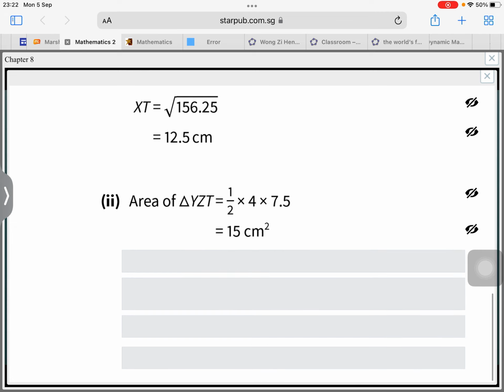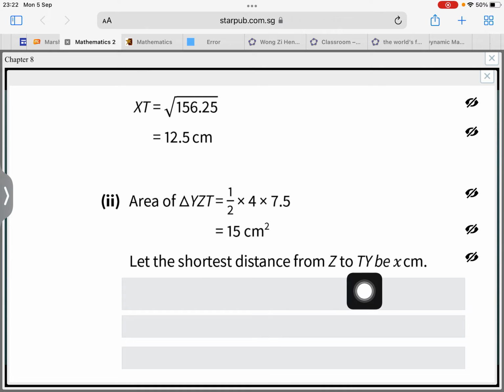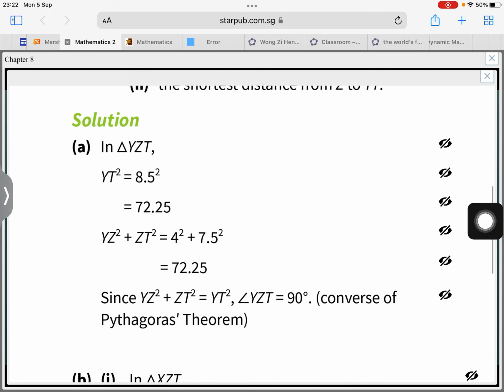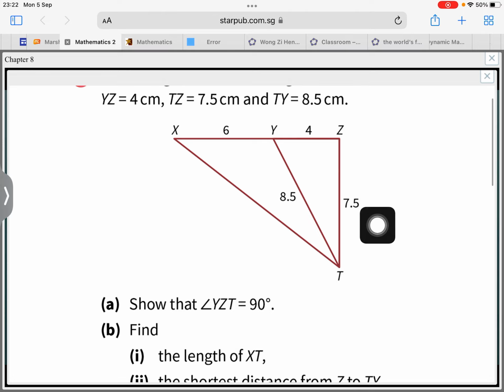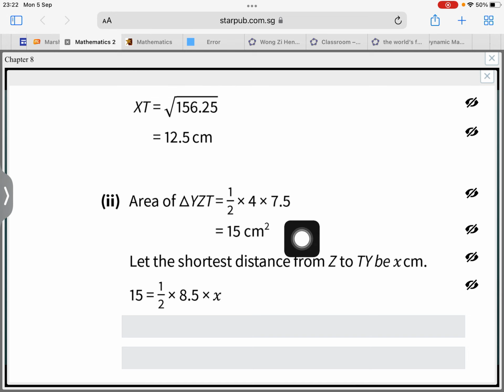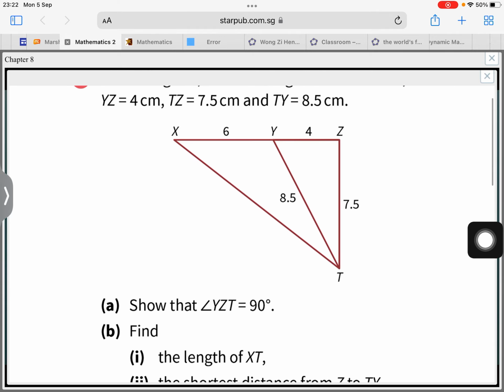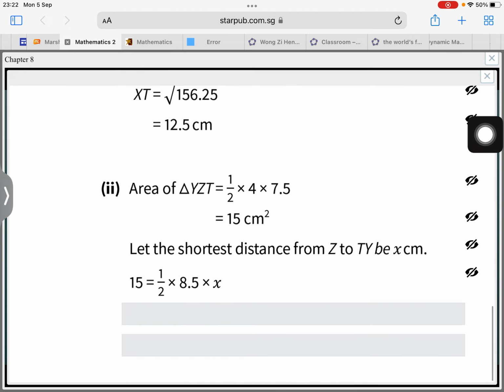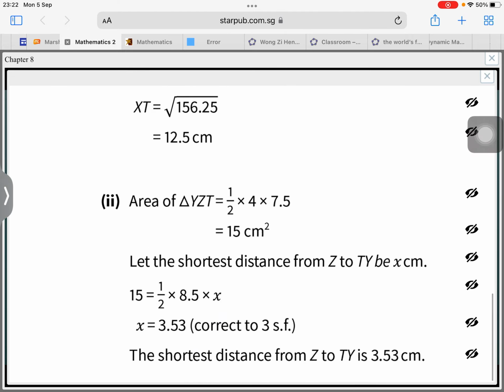First you find the area, half times 4 times 7.5, you get 15 cm square. So we let the shortest distance be x cm, since we don't know what the shortest distance is and there isn't a letter here for us to use. So this area 15 will be equal to half times 8.5 times x. 8.5 is this. So half times 8.5 times x. Then you should get that x is 3.53 corrected to 3SF. So the shortest distance is 3.53 cm.